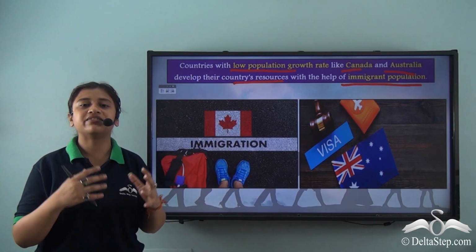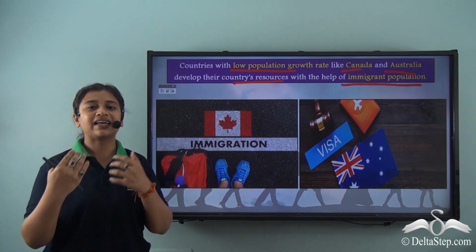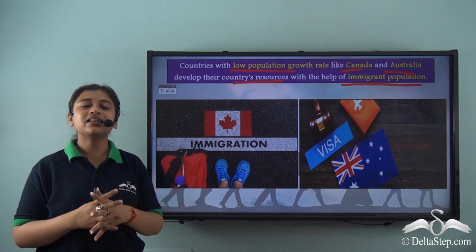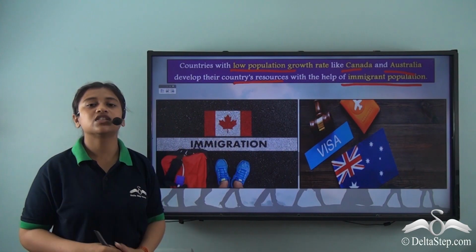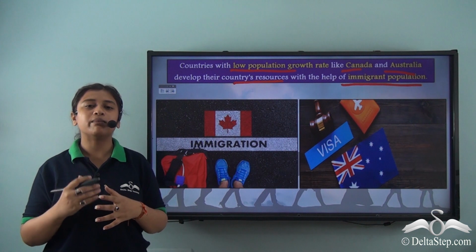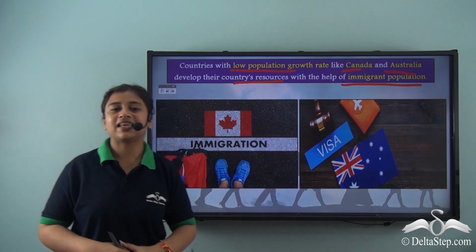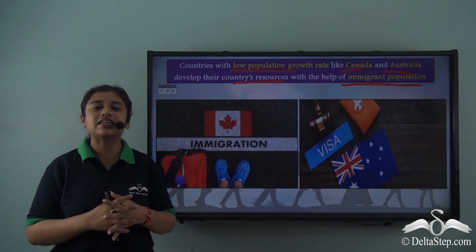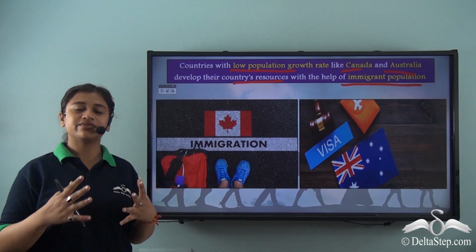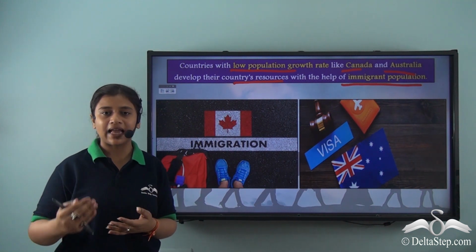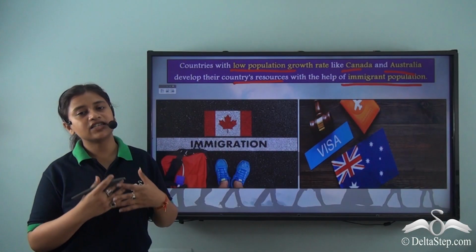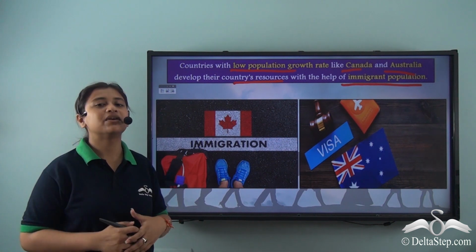So for this, they tend to be very, very inviting for people who want to migrate, especially potential and healthy personnel, and then they utilize their country's resources with the help of this immigrant population. For example, Indian doctors who migrate to developed nations like Canada and Australia are welcomed, and the visa applications are also granted more quickly and easily. So you see that some countries which have enough resources but not enough human capital tend to be very inviting for healthy professionals and utilize their resources with the help of these immigrants.